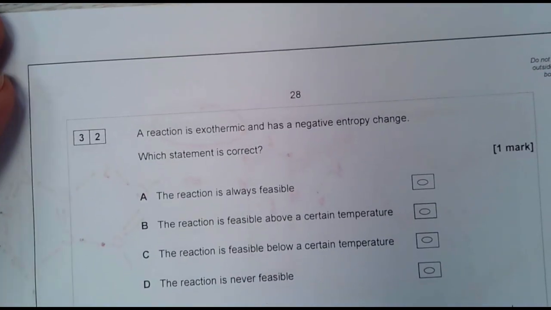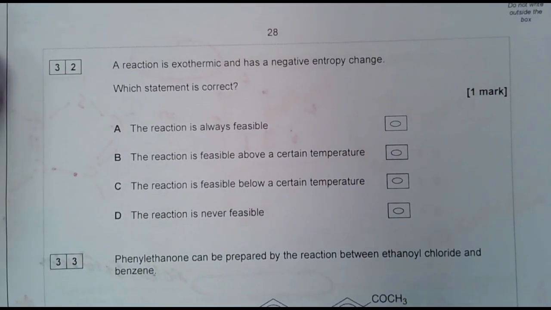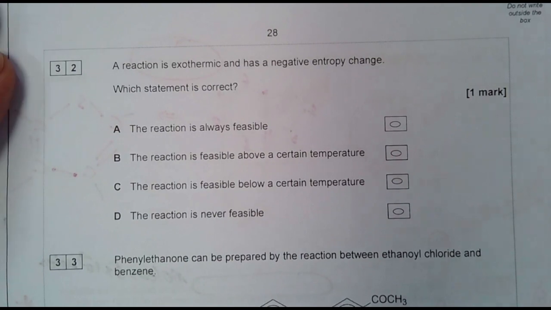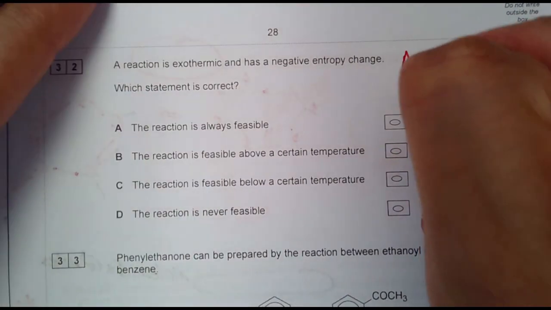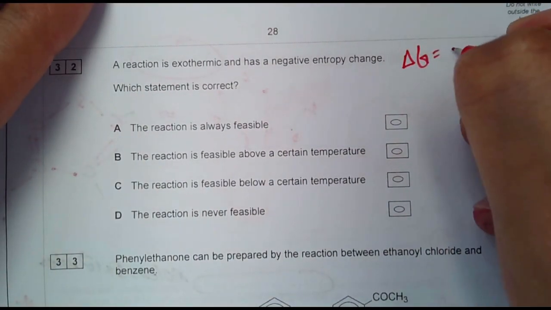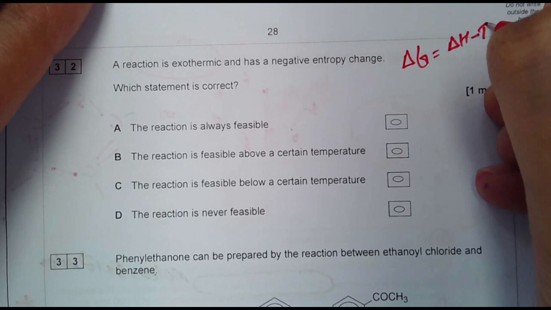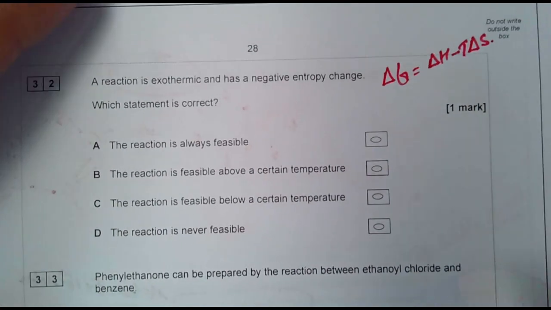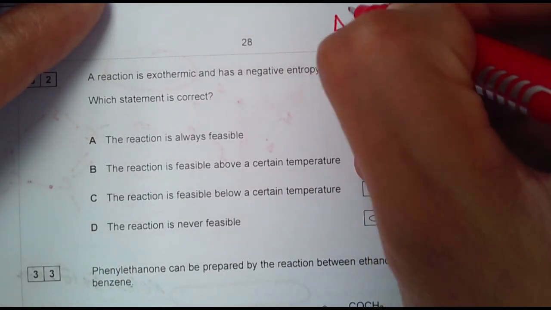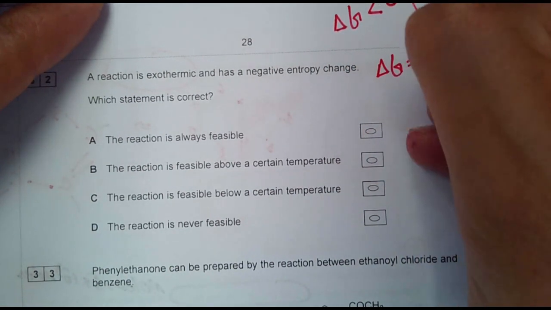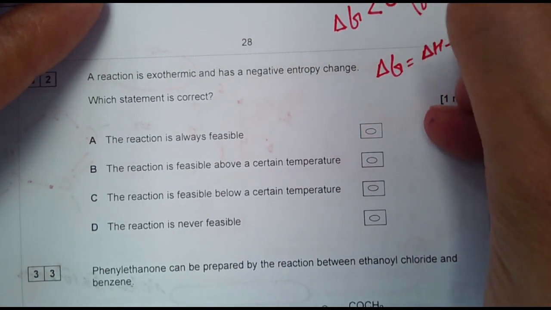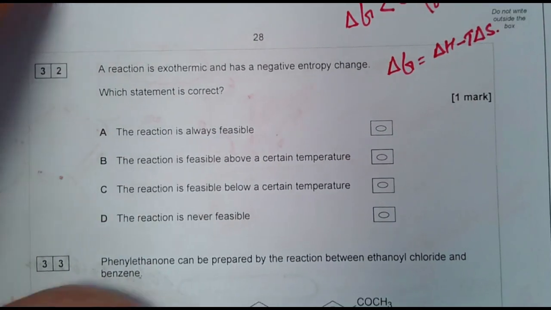The next question says a reaction is exothermic and has a negative entropy change. Exothermic, and it also has negative entropy change. So I can recall my equation. Delta G is equal to delta H minus T delta S. And if you remember, we said if delta G is less than 0, then it will be a feasible reaction.